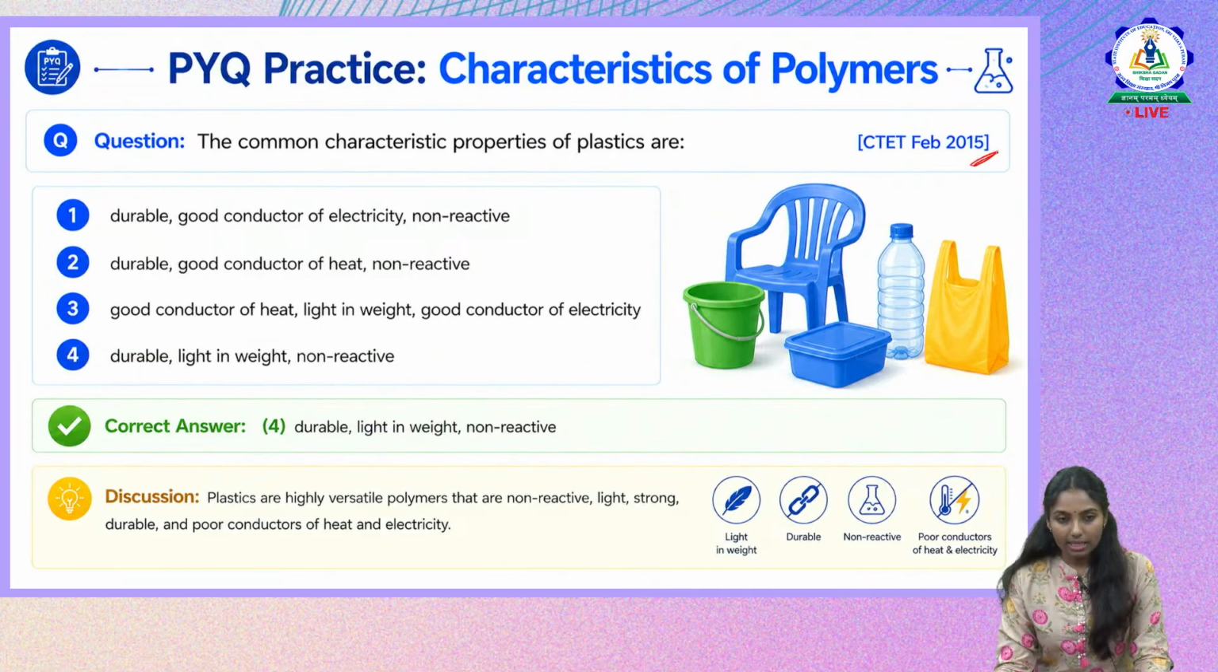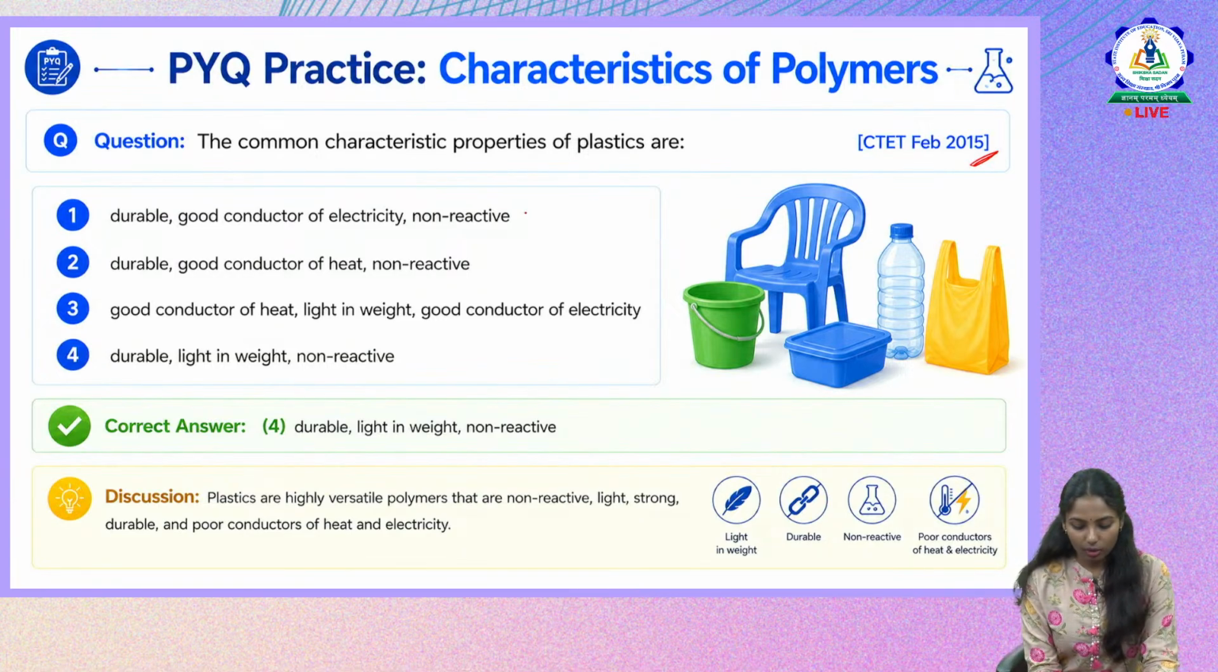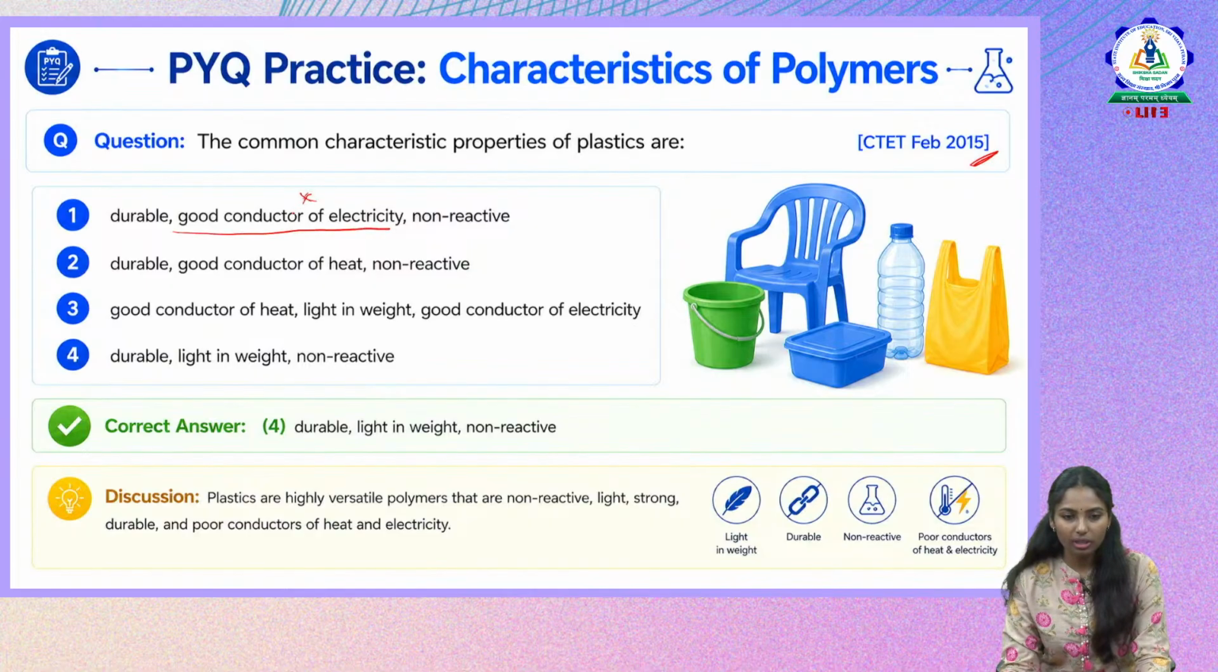Now we have one more question, from 2015. It's regarding plastics. The common characteristic properties of plastic are: we have 4 options and we have to choose which is correct among the 4. Let's see the 4 options. The first option is durable. Yes, plastic is durable. It is a good conductor of electricity. It is non-reactive. Okay, so you can eliminate this option because plastic is not a good conductor of electricity. Next is: it is durable, good conductor of heat, non-reactive.